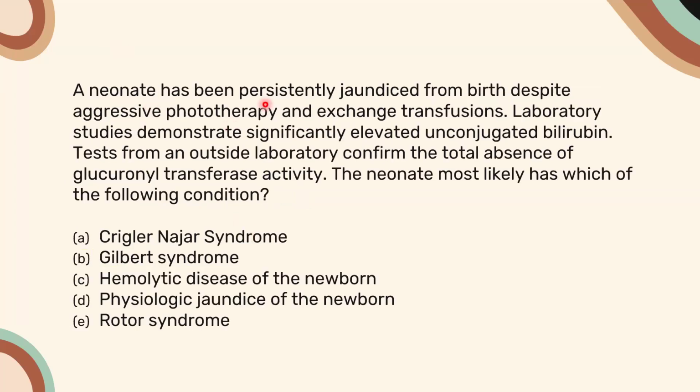Okay, a neonate has been persistently jaundiced from birth despite aggressive phototherapy and exchange transfusions. Lab studies demonstrate significantly elevated unconjugated bilirubin. Tests from an outside lab confirm the total absence of glucuronyl transferase activity, and this neonate most likely has which of the following conditions? So here it's going to be Crigler-Najjar, specifically type 1, because there is a complete absence, okay? Total absence of the UDP enzyme.